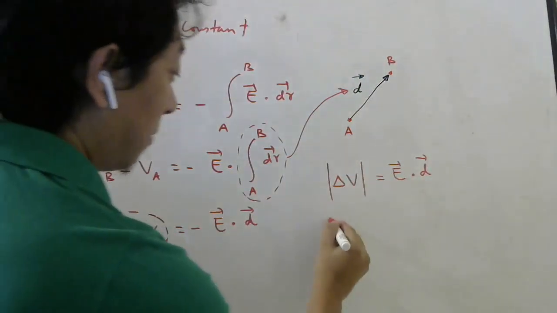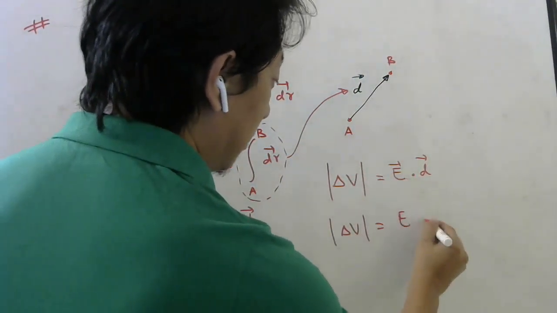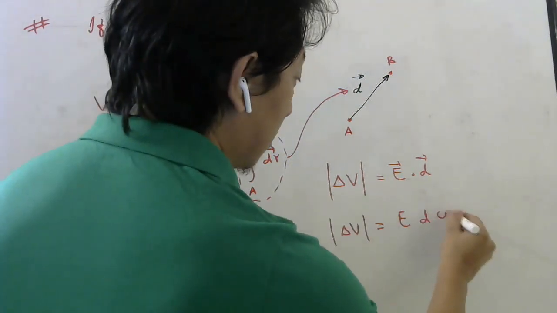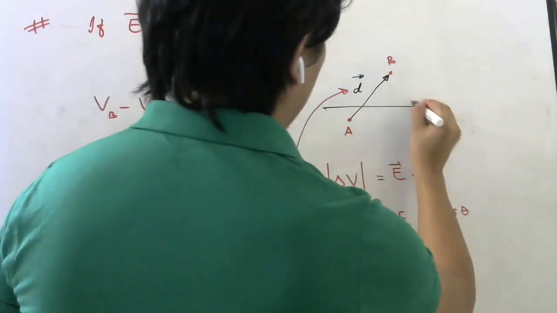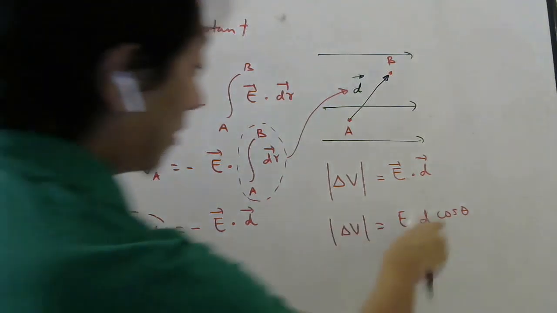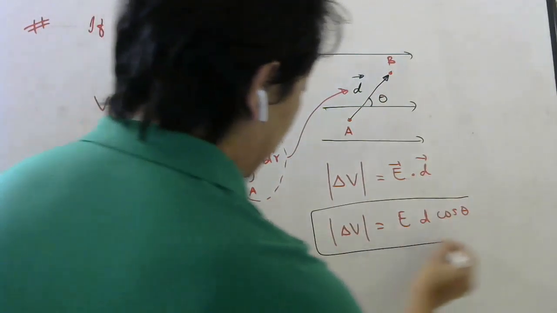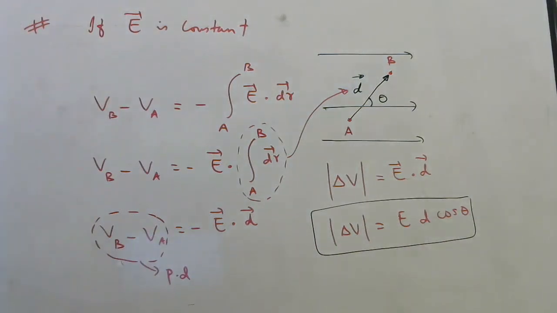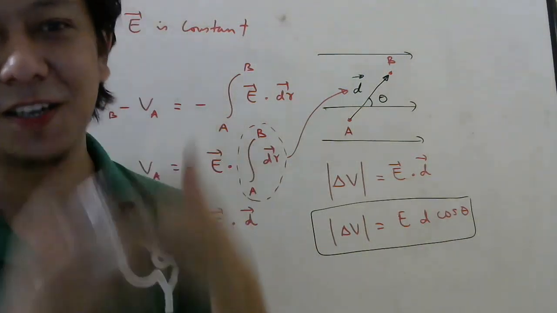And if you remember carefully, what is E bar dot d bar? E magnitude, displacement magnitude, cos of theta. So theta here is, imagine your electric field is this way. It has to be constant, no? So a uniform electric field. Then theta means this angle. So this would be the magnitude of the potential difference without taking care of the minus sign. The minus sign you can easily decide.